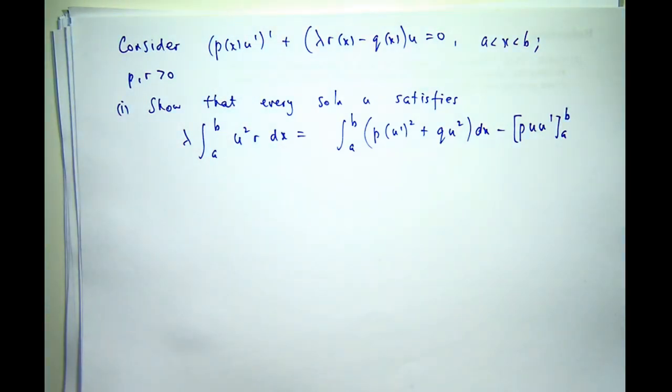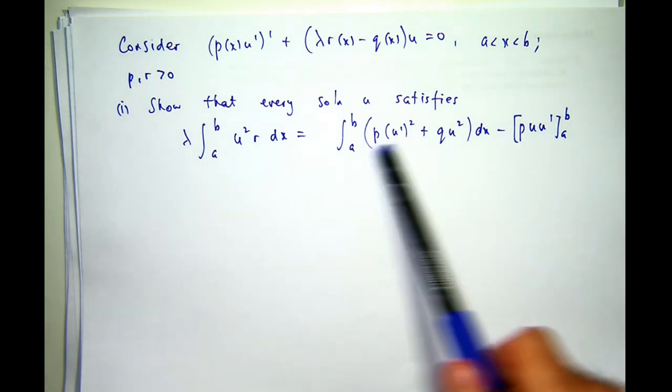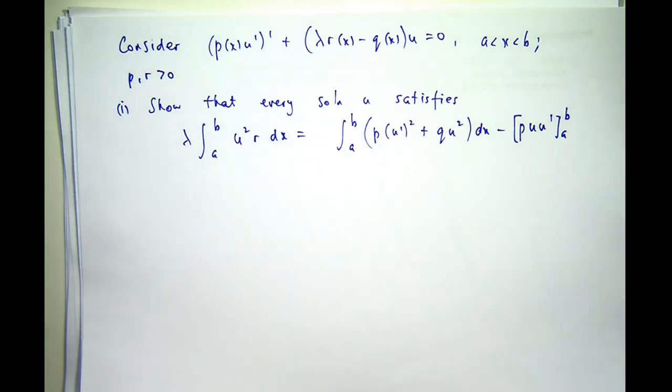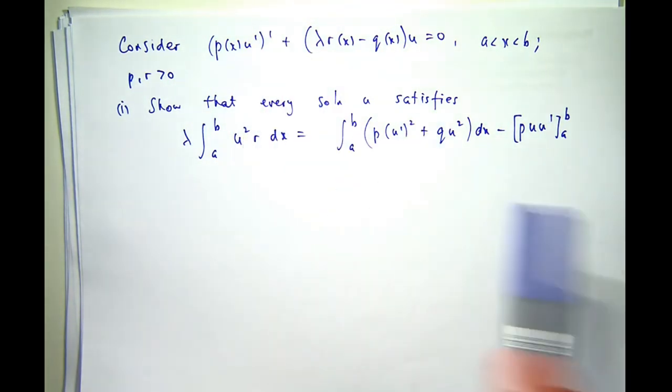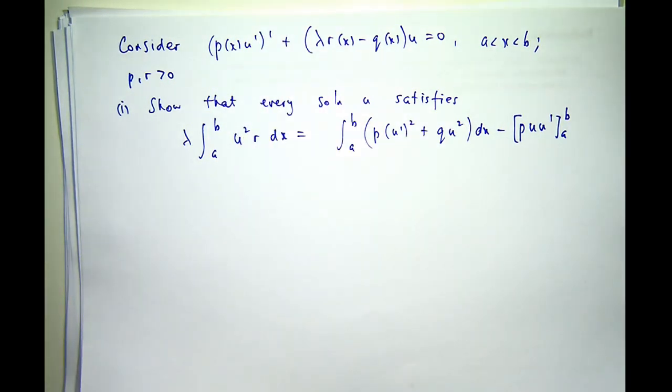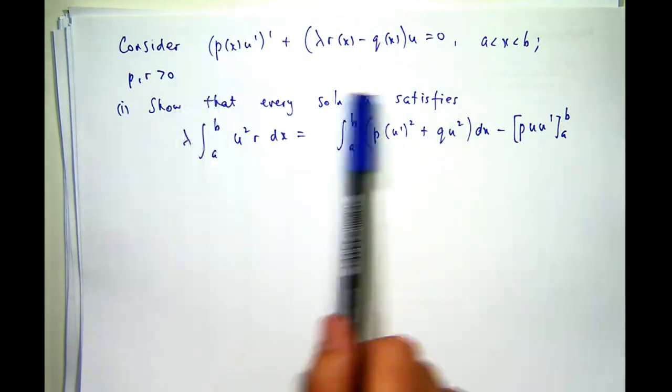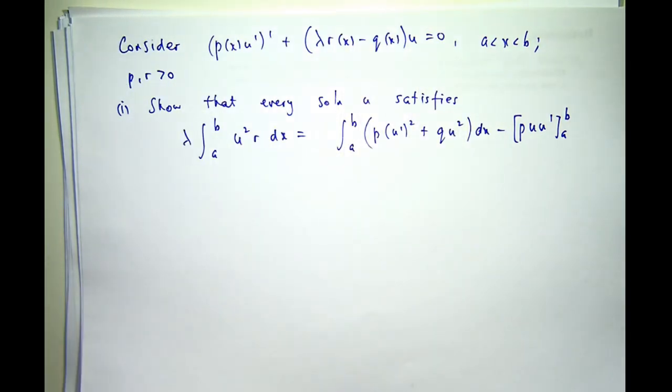The first part asks us to show that every solution to our ODE satisfies the following bottom line. Now here I've just suppressed the arguments just to save a bit of space. And of course by the dashes I just mean the regular, ordinary derivative. So the suggestion was to essentially take the differential equation and multiply through by U and then integrate by parts. So let's give that a go.